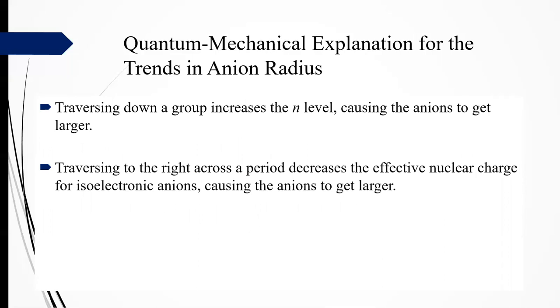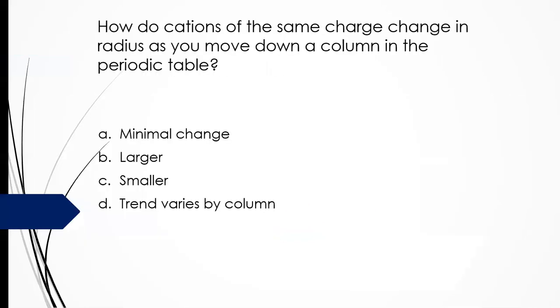Right? So that means that when we compare O2 minus versus F minus, O2 minus is larger than F minus. Right? So our anions are larger with more charge. Our cations are smaller with more charge. So try that out. Which direction should it move? Is it getting smaller, same, larger? So if they have the same charge and we're going down the group, then they're going to get larger.